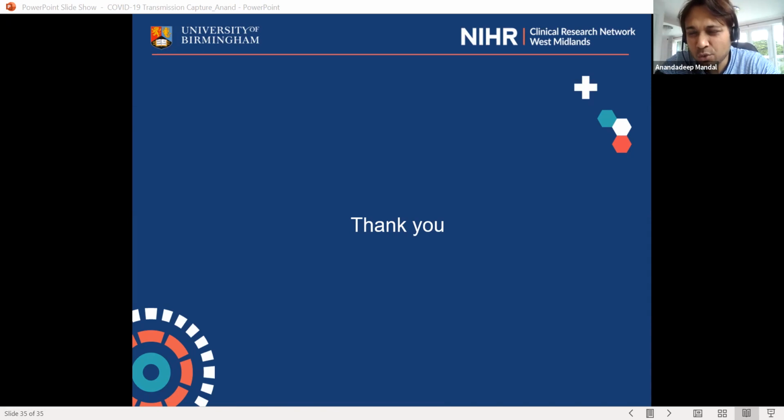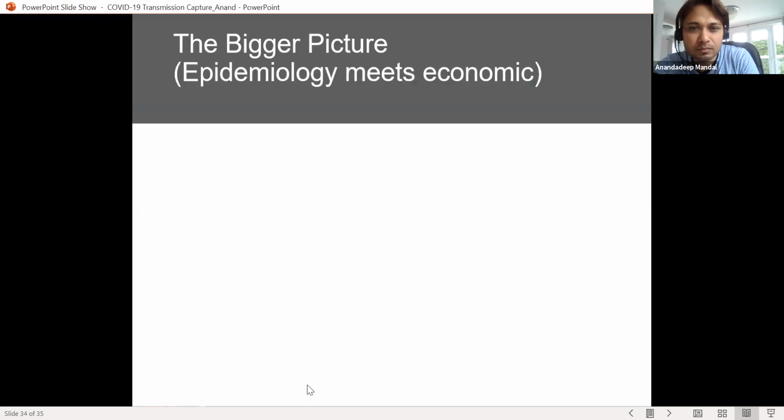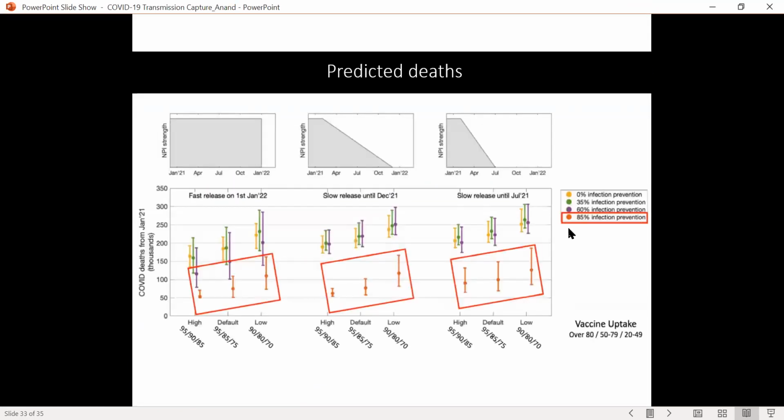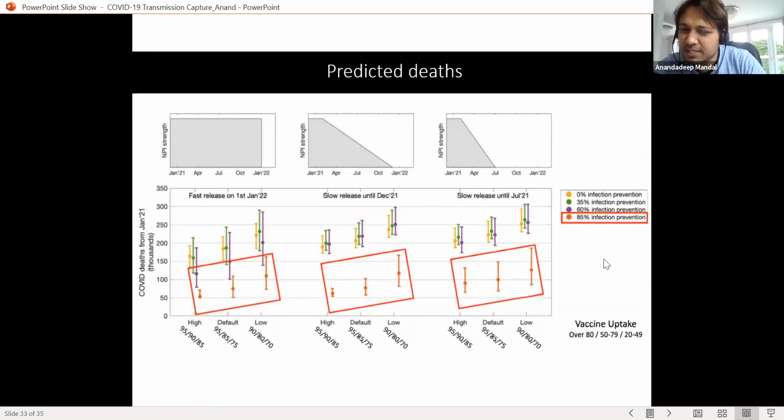Even if you get the first dose, you can still transmit the disease. Even if you get the second dose, you can still transmit the disease. 85% infection prevention, we showed, right? So 15% you can still transmit the disease. But after the first dose, second dose, if people go around, it's very difficult.